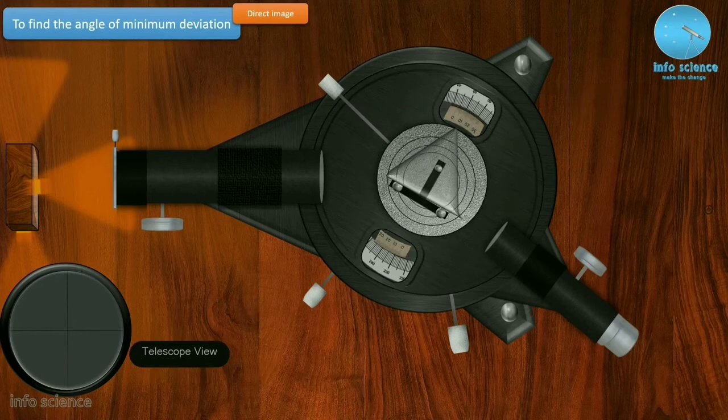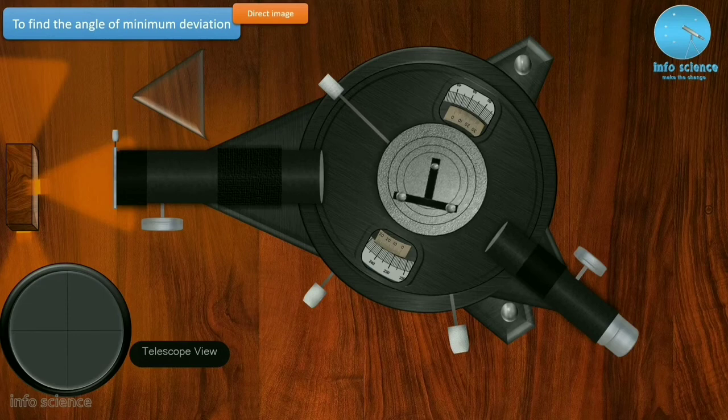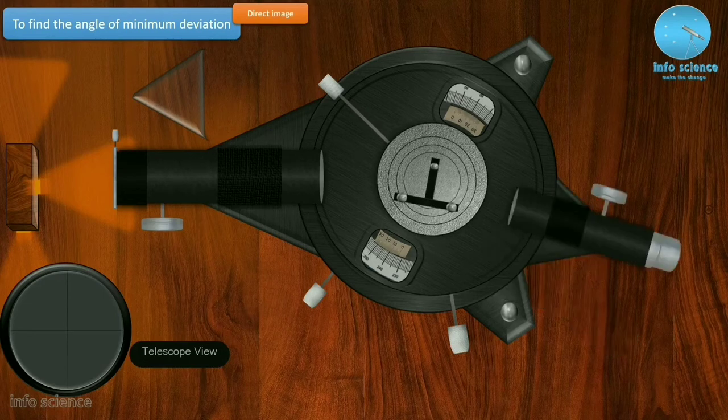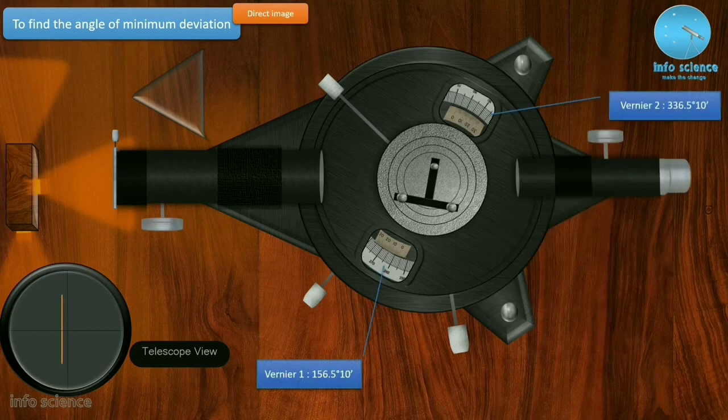For finding the direct image, just remove the prism from the prism table and do not rotate the vernier table. Just rotate the telescope and focus it directly to the collimator to find the slit through it. Now we get the slit through the telescope and move it to the crosswire, and now we are taking the vernier 1 and vernier 2 readings. From vernier 1 we are getting the angle as 156.5 degree 10 minutes and vernier 2 as 336.5 degree 10 minutes. These are the two values which we have to note in the direct image column.